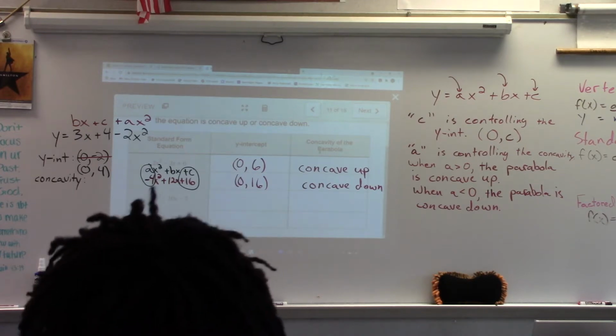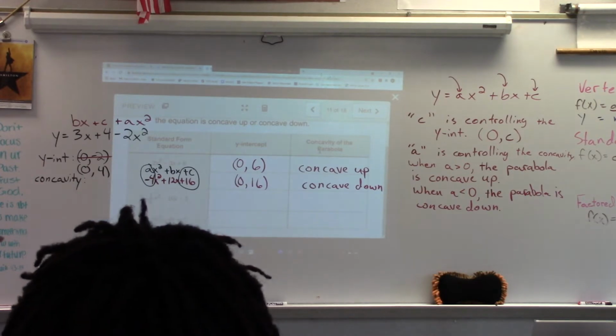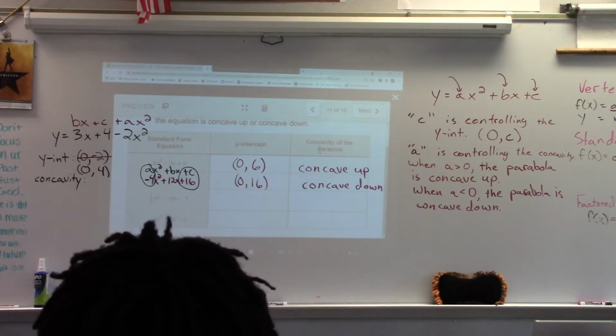Up, because it's positive. Down, because it's negative. No, AX squared. It's not negative. Look, it is. AX squared. Then look at AX squared. It's lined up. Oh yeah, negative. True. It is negative.